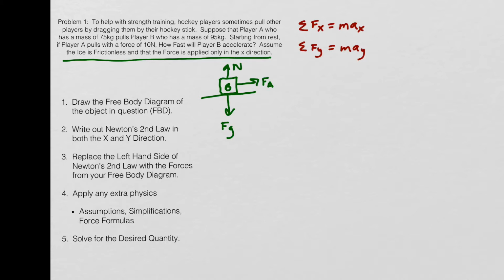So plugging these in for step 3, we see that in the x direction we only have one force, which is the applied force, and it's going to the right, so it's positive. So we get Fa equals the mass in question, which again, remember, is mass B here, times the acceleration in the x. And then for the y direction, we have two forces. The normal force is going up, so it gets a positive. The force of gravity is coming down, so it gets a negative. And that's mass of B times the acceleration in the y direction.